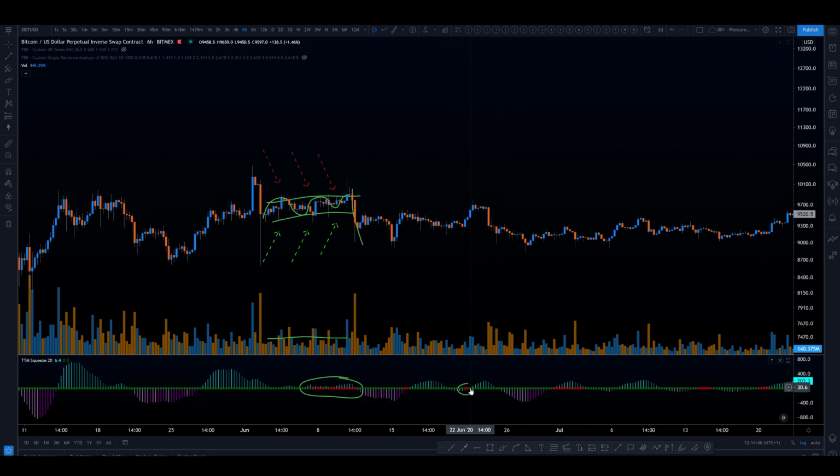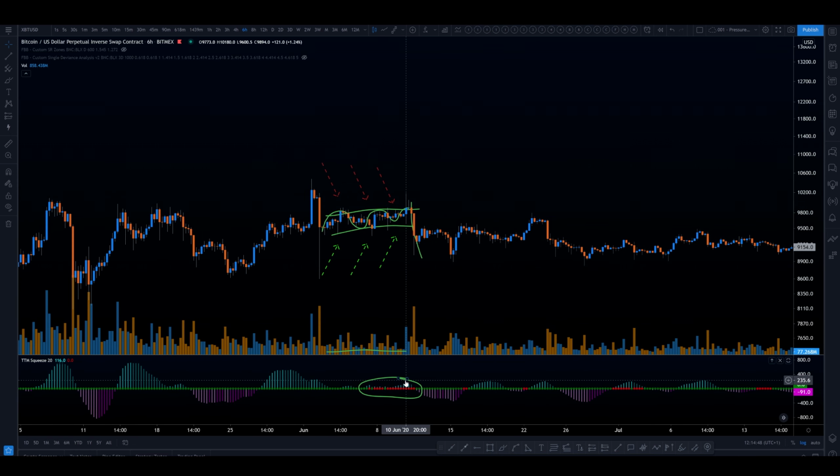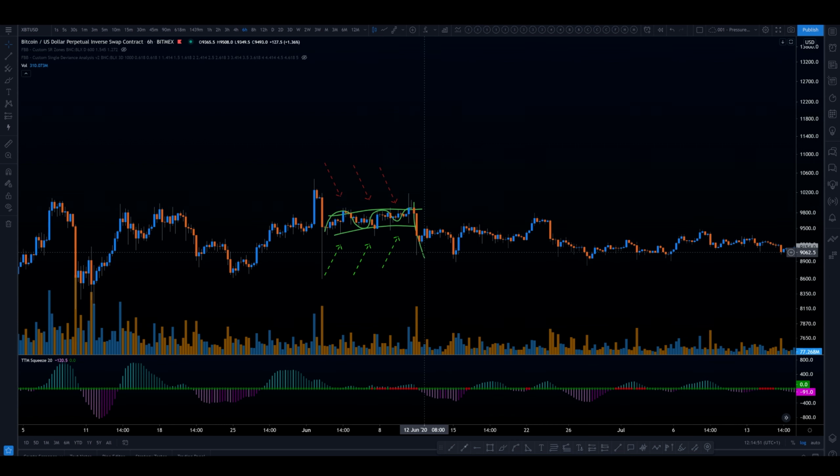It is important to say that the TTM squeeze doesn't necessarily tell you the breakout direction. Pressure zones are very tricky. They are dangerous. I'm going to talk about this in a few minutes. But when we're talking about pressure zones, we have to expect volatility, and we don't necessarily know the breakout direction early.